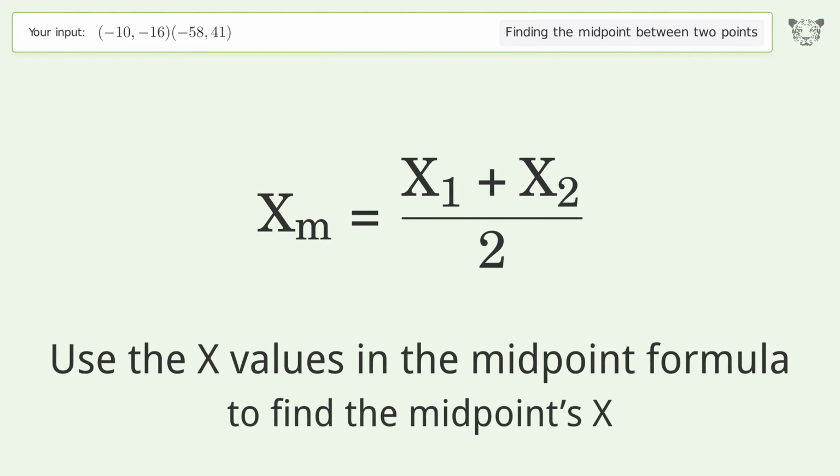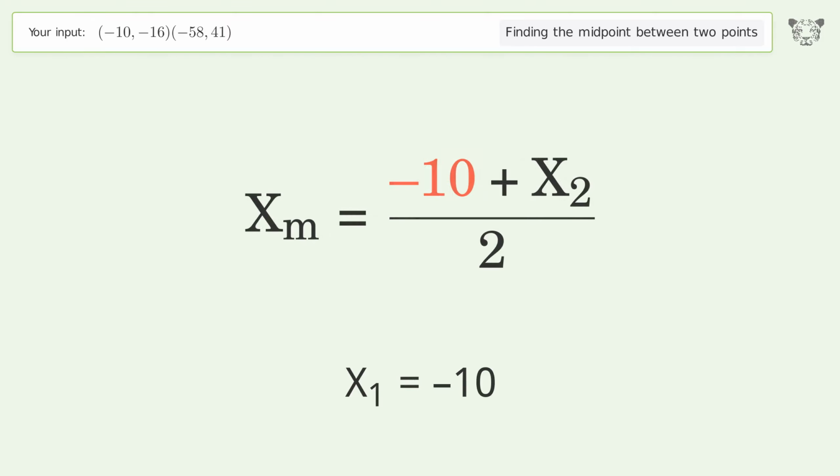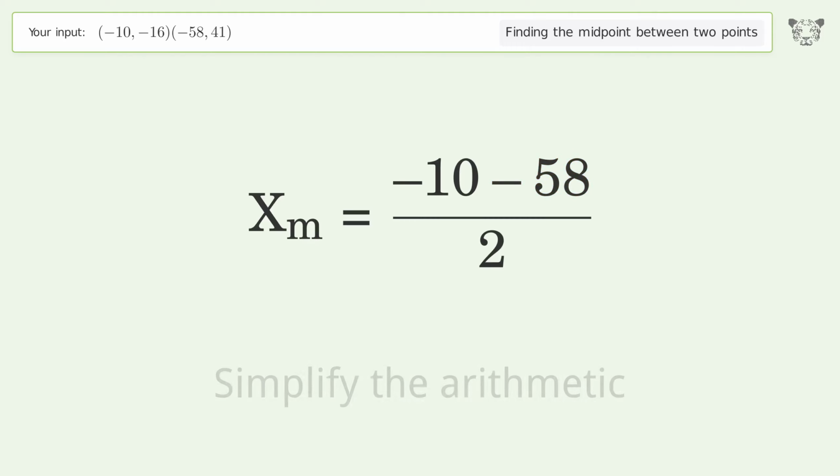Use the x values in the midpoint formula to find the midpoint's x. x1 equals -10. x2 equals -58. Simplify the arithmetic.